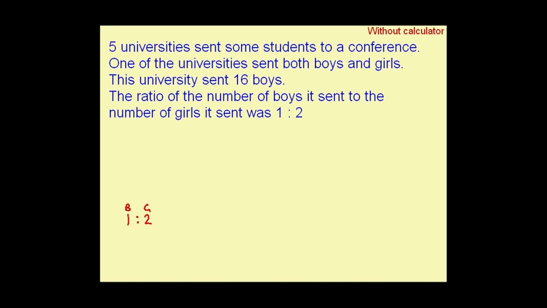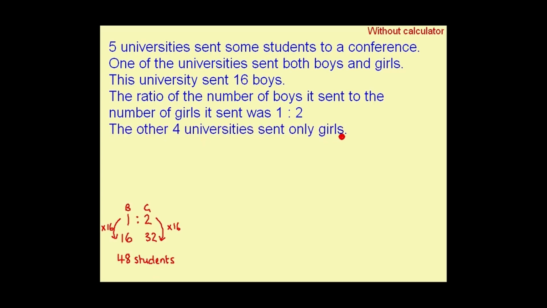And in the line above, I'm told that the university sent 16 boys, so I can put this in the boys column. Now from this, although this line hasn't actually asked me to do anything else, I know that I can work out how many girls the university sent. Here, we've multiplied by 16. So if we do the same thing here, we get 32. So we know that the university sent 16 boys and 32 girls, and that means that it sent 48 students altogether.